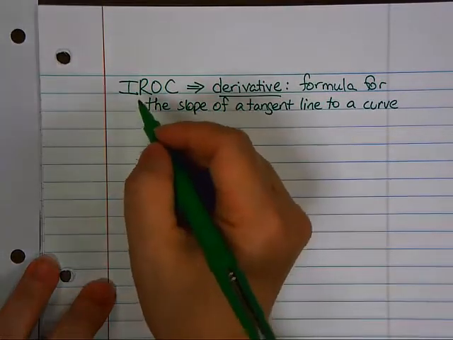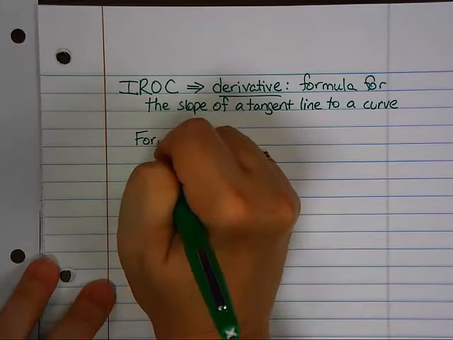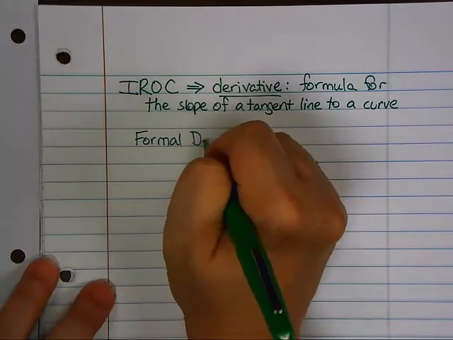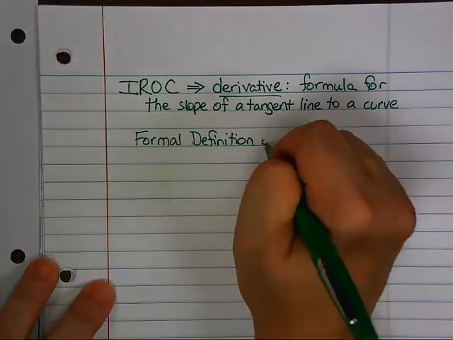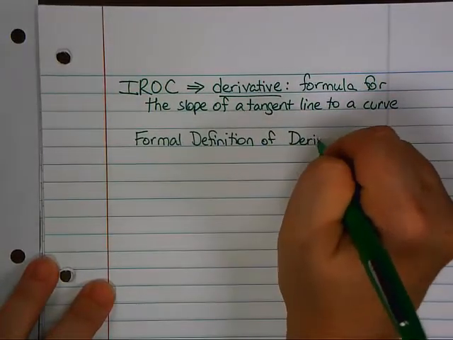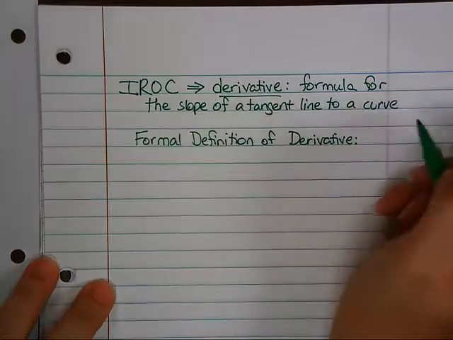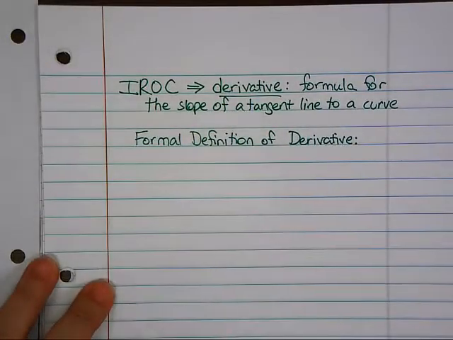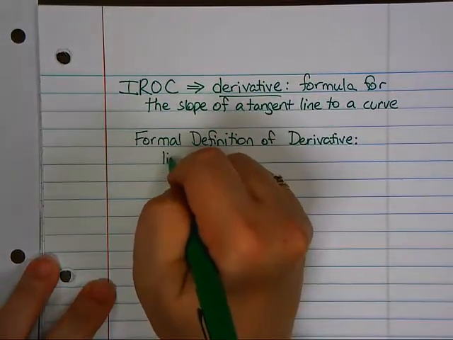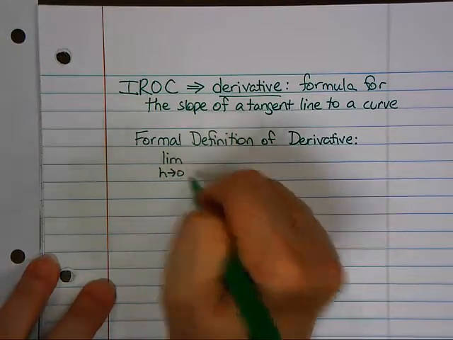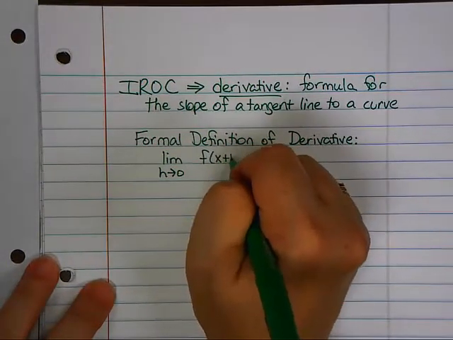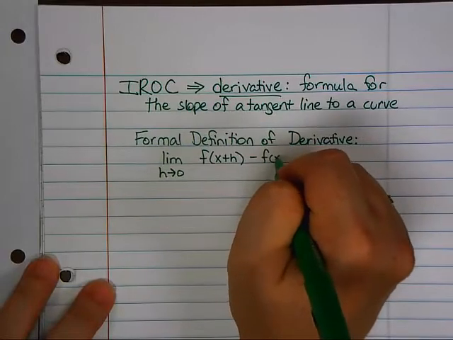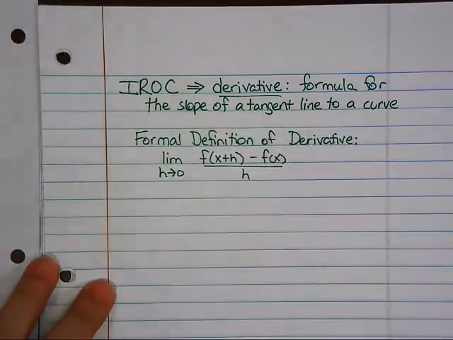But I'm going to go ahead and show you what they call the formal definition of derivative first. And this is the harder one. But you know what? You've already seen this before, just in a different look. Formal definition of derivative. As soon as I write it down, you're going to go, that looks vaguely familiar. Here it is. It is the limit as h approaches 0, f of x plus h minus f of x all over h.